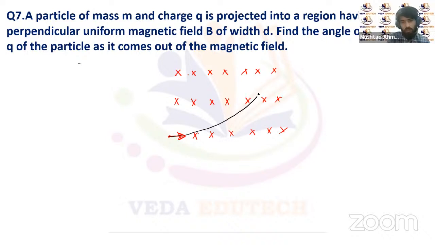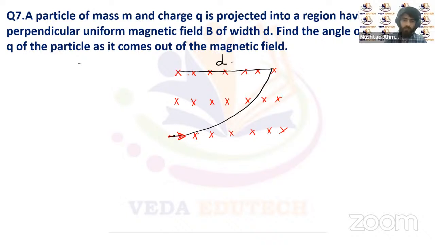magnetic force acting on it, right? And it will leave the magnetic field at this point, right? The width of this magnetic field is given as d, right? This is the width of this magnetic field region, right? You can see here.